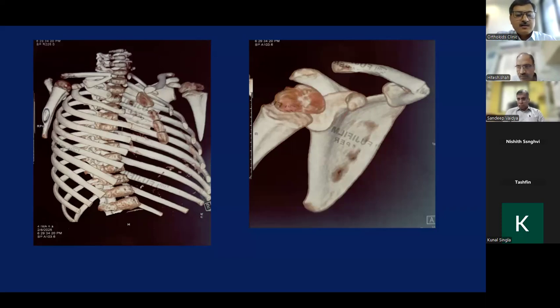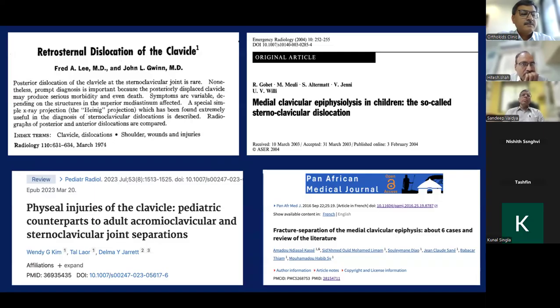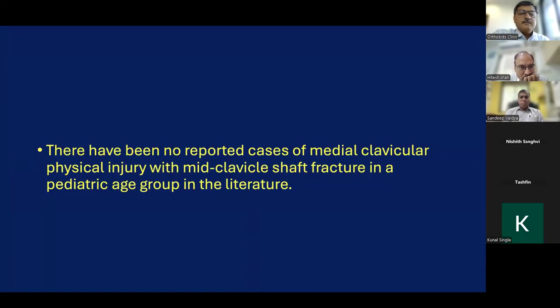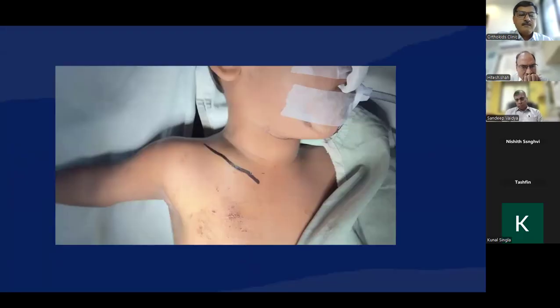Tashwin, can you show what you have done? Yes, sir. So we also went through the journal, where they fixed the fracture with Vicryl and non-absorbable suture. And this type of case has not been reported till now. So we kept a cardiothoracic surgeon with us under the anesthesia. We kept the patient in supine position with shoulder abduction and extension, and we incised over the clavicle.